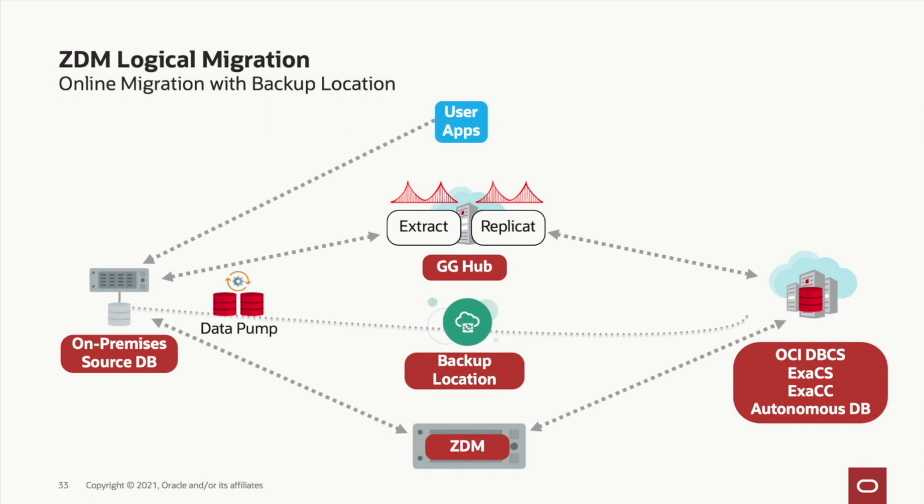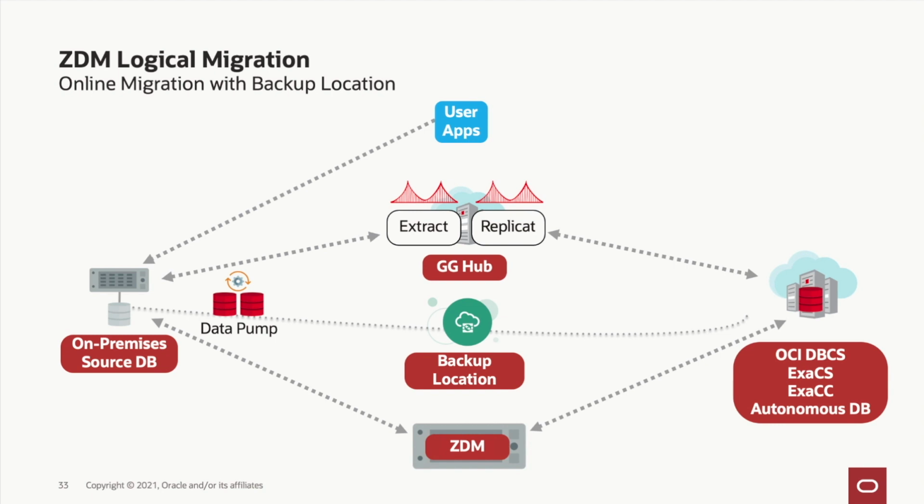Then we have the source database that connects to the backup location, and it will use Data Pump for the export-import of the database dump files. And then, of course, the backup location is connected to the target database because it's in the customer's tenancy in the Oracle Cloud Infrastructure deployment.